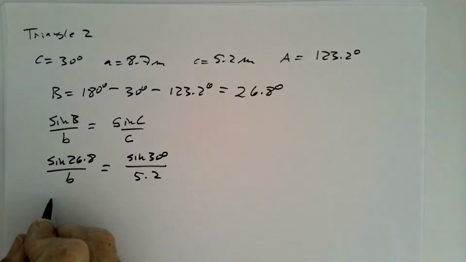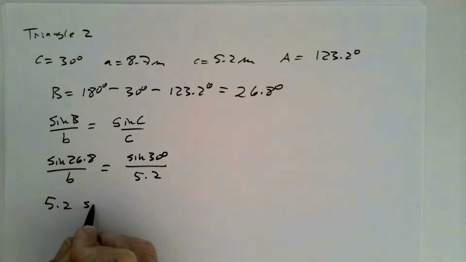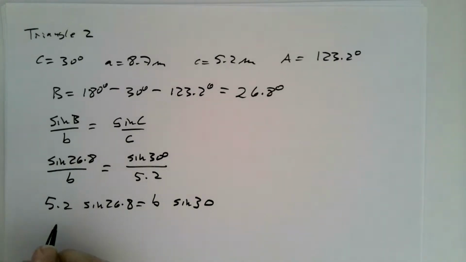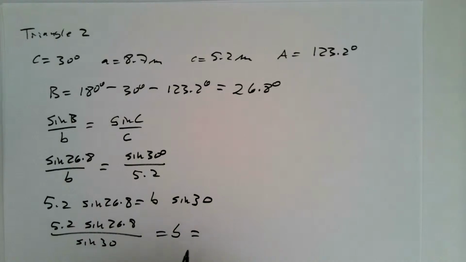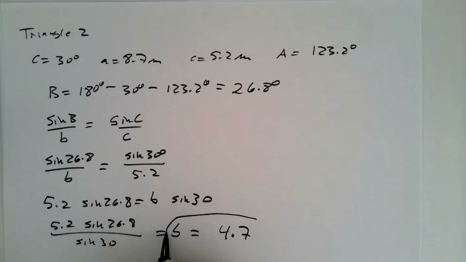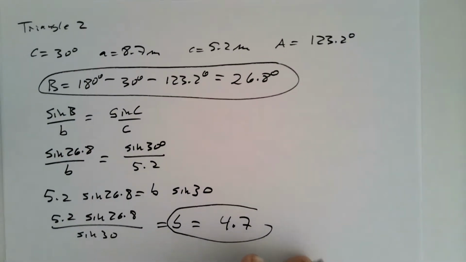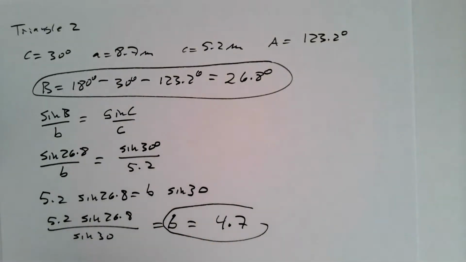So 5.2 sine 26.8 equals b times sine 30. So 5.2 times sine 26.8 divided by sine 30 is b. And what did that turn out to be? That turned out to be about 4.69, 4.7 is little b. So there's little b. There's angle B together with the original 4 that I gave you. Solves a triangle, finds all 6 pieces that we need. The ambiguous case, SSA case, that's what we're getting on that one.